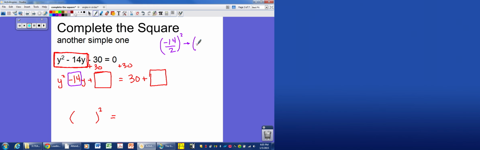Negative 14 divided by 2 is negative 7. Negative 7 squared is 49.